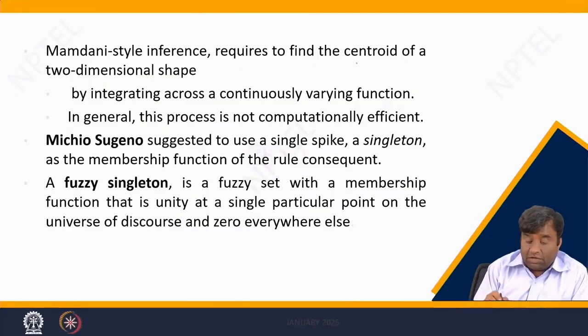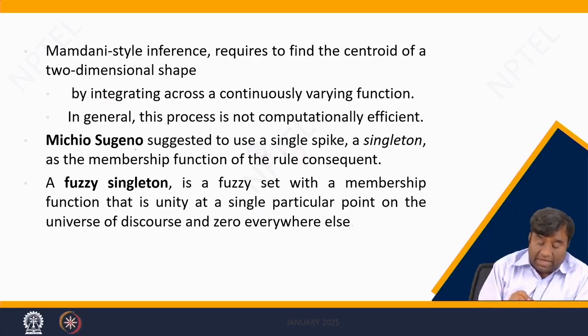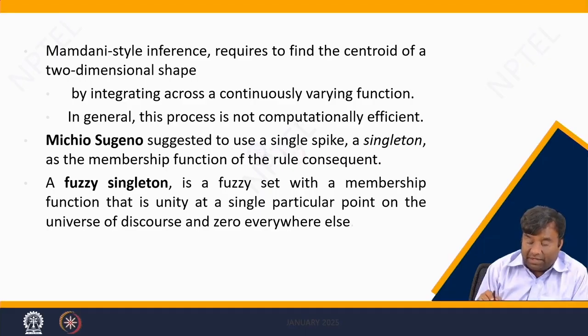Mamdani style inference requires finding the centroid of a two-dimensional shape by integrating across a continuously varying function. So in general, this process is not computationally efficient. Whereas Sugeno suggested using a single spike, that is a singleton, as the membership function of the rule consequent. A fuzzy singleton is a fuzzy set with a membership function that is unity at a single particular point of the universe of discourse and zero everywhere else.